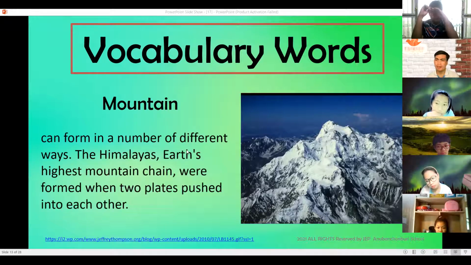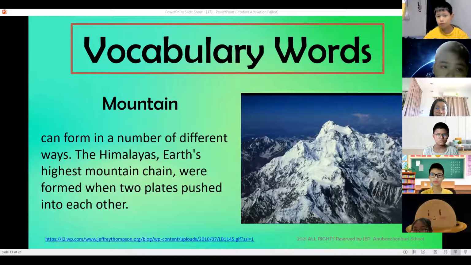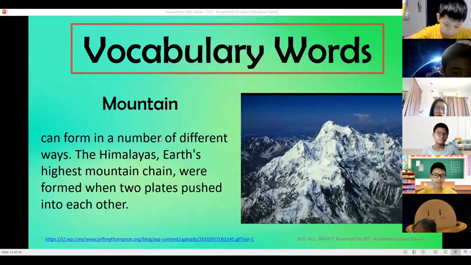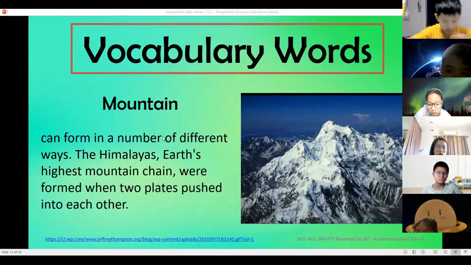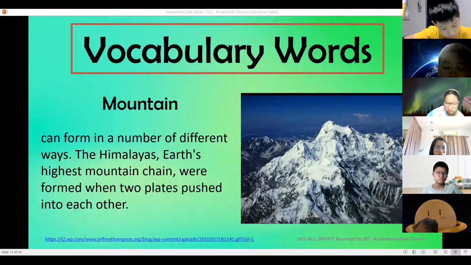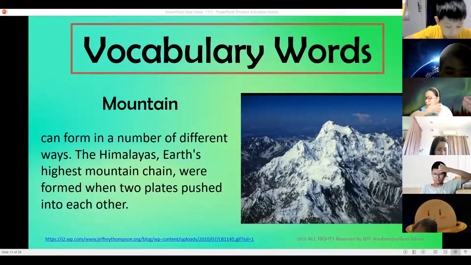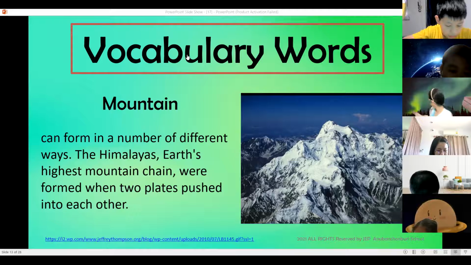Let's ask Supakrit to read the mountain, please. Mountains can form in a number of different ways. The Himalayas, Earth's highest mountain chain, were formed when two plates push into each other. Okay, so the mountain ranges of the Himalayas were formed because of an earthquake.